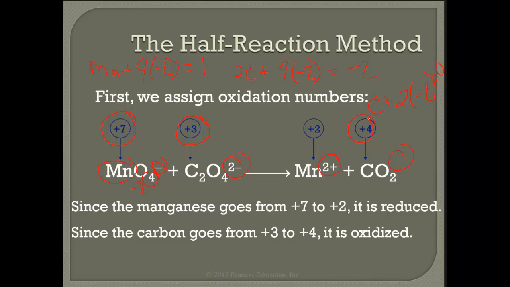So from this, we can tell that manganese is going from a +7 to a +2. It's becoming less positive. It's gaining electrons in this process. In fact, it gained 5 electrons. Gain electrons, reduction. Carbon goes from a +3 to a +4. It lost 1 electron in this process. LEO, lose electrons, oxidized.